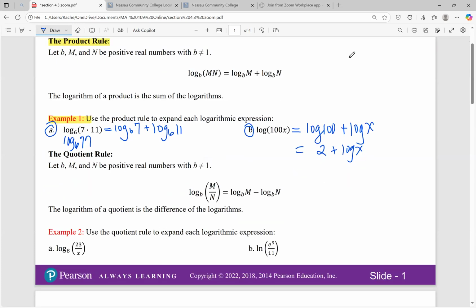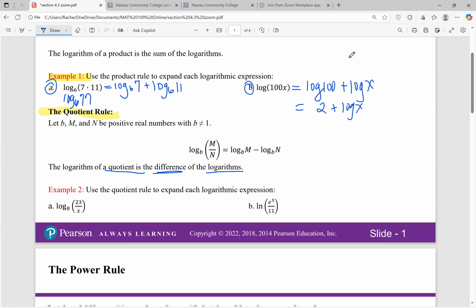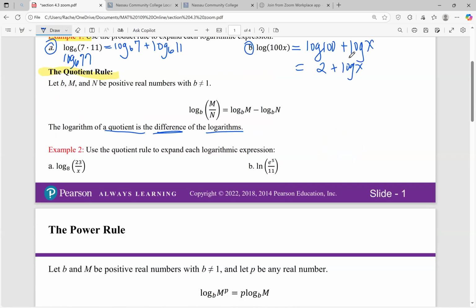We also have a quotient rule. So if I have log base b now of a quotient, m divided by n, we could rewrite that as the difference of the two logs, log base b of m minus log base b of n. So the logarithm of a quotient is the difference of the logarithms. So let's practice that. For A, I have log base 8 of 23 over x. So I'm going to write log base 8 of 23.